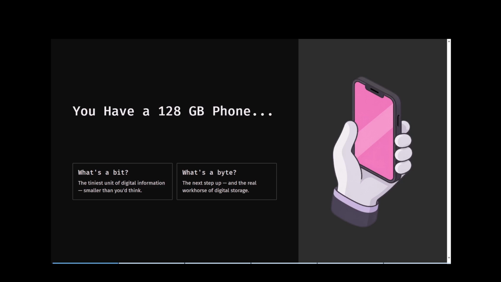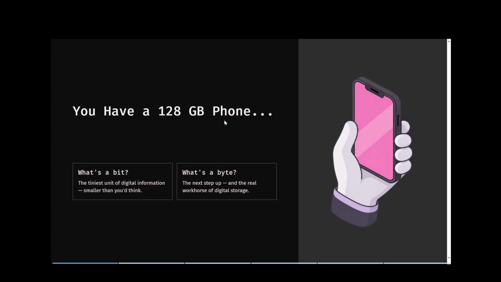Hello, all of you. Just start with something you already know. Just take your phone and see the specifications and storage of your phone. You might be seeing something like 128 GB on your phone, or there can be anything other than this 128. But that's not about numbers.